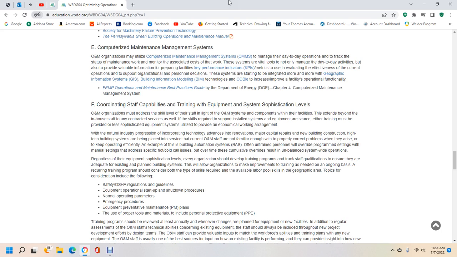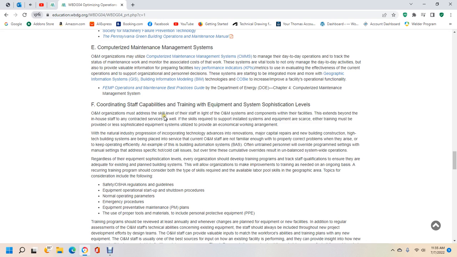in keeping with natural industry progression, with technology advances incorporated into renovation packages, practical repairs, and new building construction. High-tech building systems are being placed into service currently. Operation and maintenance staff unfamiliar with them may not properly correct problems that arise to keep operating efficiency. An example is the building automation system, where untrained personnel use override programs and manual settings to address specific hot and cold issues, and over time the cumulative overrides create unbalanced system-wide operations.